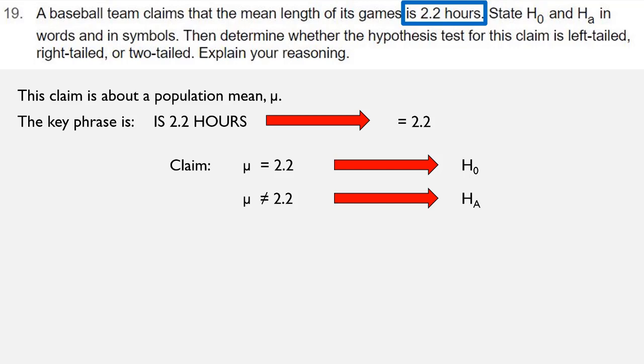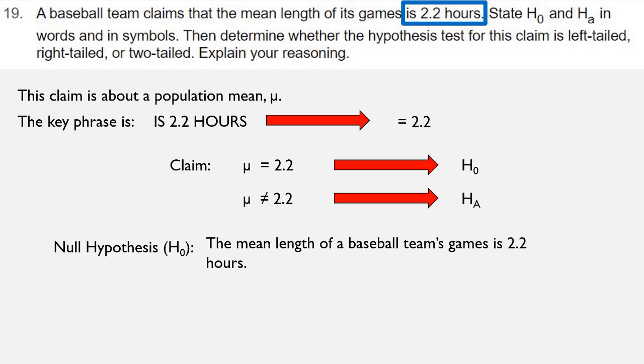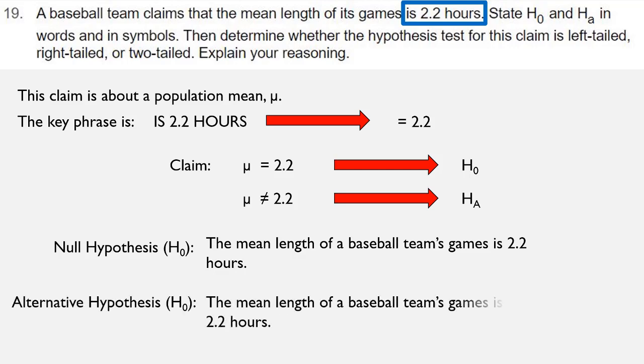So now we want to express these in words. The way we do that is to go back to the original statement of the problem and write what we see. So for the null hypothesis, since this is about a baseball team and the length of its games, this hypothesis is that the mean length of a baseball team's games is 2.2 hours. That's the statement directly from the problem itself. The alternative hypothesis is going to say pretty much the same thing, only at the end, it's going to say is not equal to 2.2 hours. So that's your alternative hypothesis.